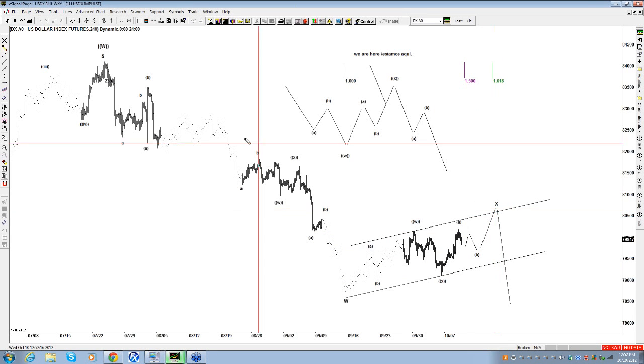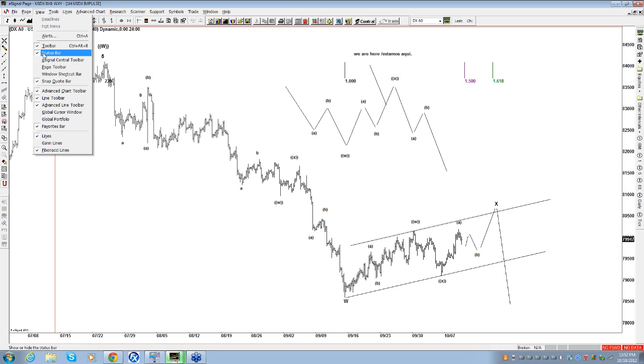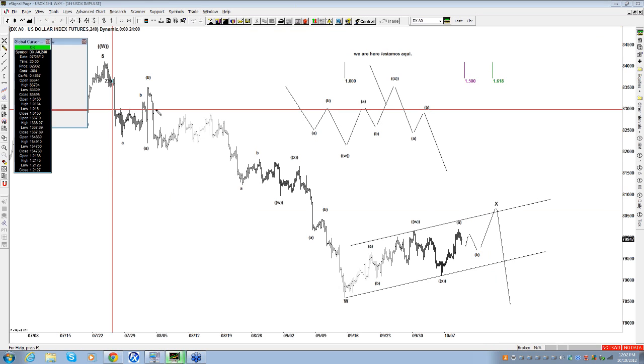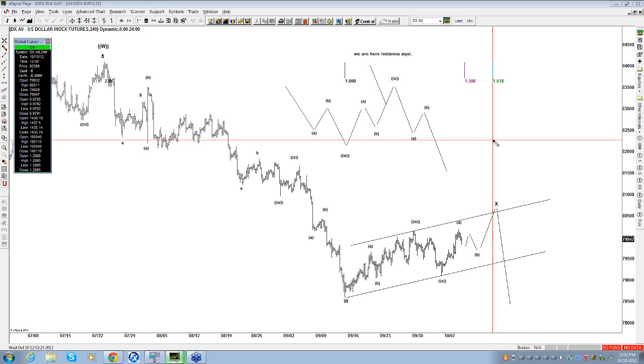It should be rallying until October the 17th. That's the day when the dollar should finish the correction. October the 17th, it should be the day. So very simple with the dollar.